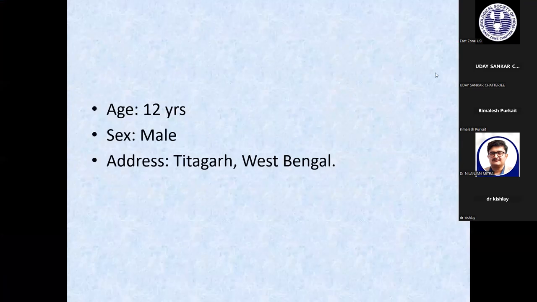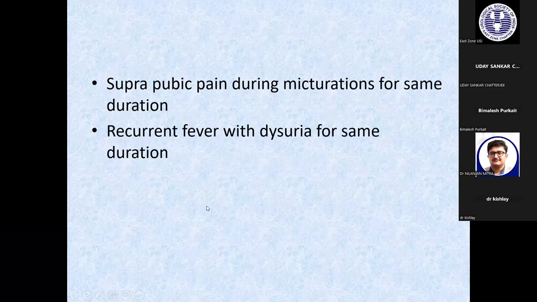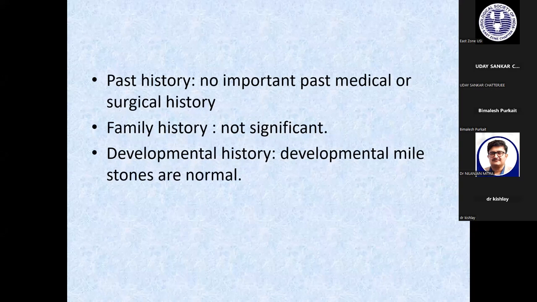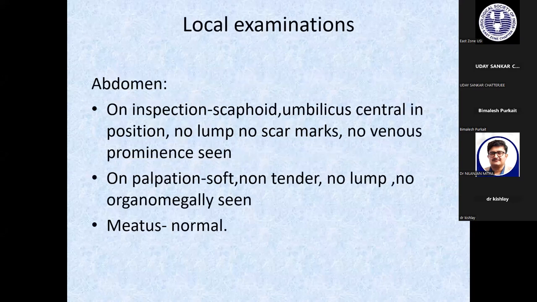A 12-year-old male child who is having recurrent suprapubic pain and fever since the last 5 to 6 years. There's no history of LUTS. He's having occasional dysuria, but no hematuria or pneumaturia, no history of diabetes or TB. And he is hypertensive on one drug. All the past history, family history, developmental history are normal. Abdomen is soft. Meatus is normal. Testis is not in position. So, how will you proceed with this case?